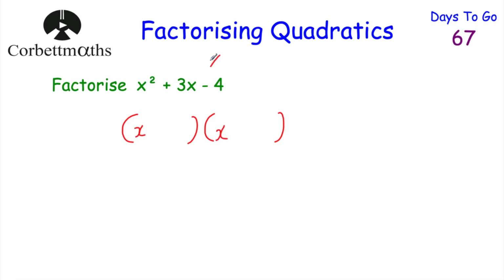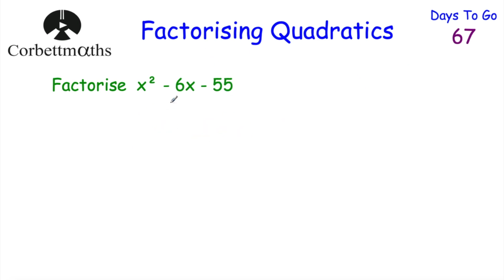Now we want to find two numbers which will multiply together to give us negative 4, and they'll add together to give us 3. I'm thinking negative 1 and 4, because negative 1 times 4 would be negative 4, and negative 1 plus 4 would be 3. So that means in our brackets we'd have x minus 1 and x plus 4, and that's it. So if we've been asked to factorise x squared plus 3x minus 4, it'll be x minus 1, x plus 4. Okay, let's have a look at another one.